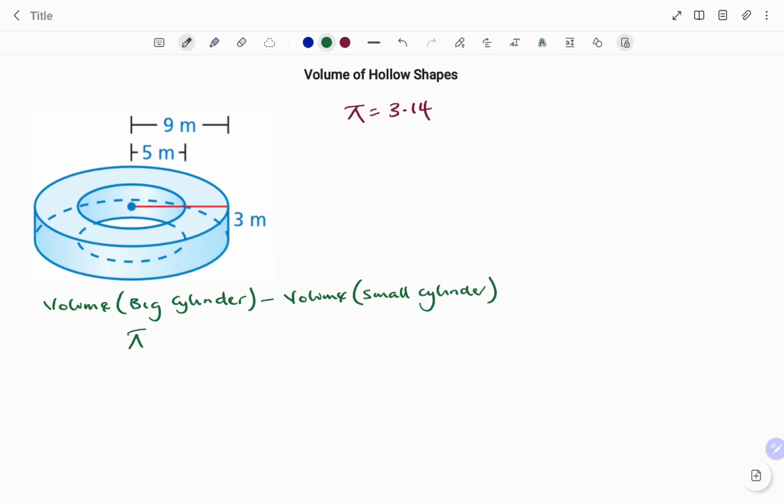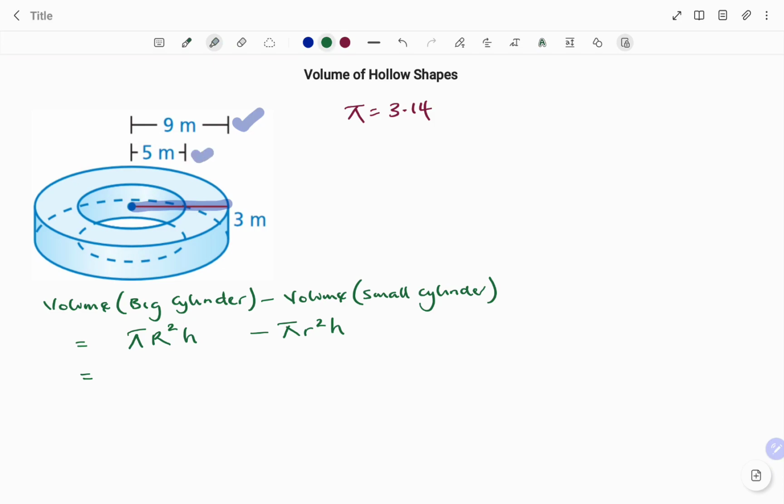For the big cylinder, my r will be capital R squared and my perpendicular height, minus for the small cylinder, I'm going to use the small r times perpendicular height. If I go back to the diagram, we've been able to see that the big radius, or for the bigger cylinder, is the distance from the center to the side, and that's the same as 9 meters, and the small radius is 5 meters.